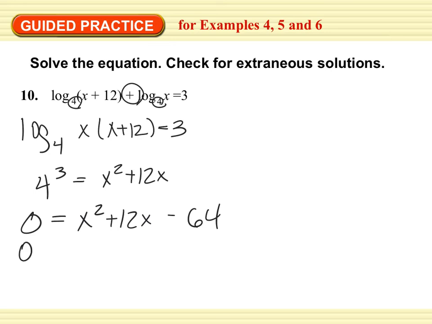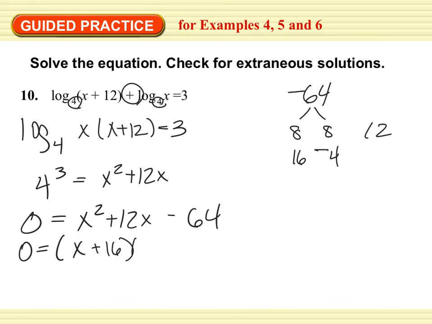Now I need to factor it. 0 equals x, negative 64, multiplies to negative 64, adds to 12. 8 times 8, no. Let's see, 64 divided by 12, nope. 64 divided by 4, 16 and 4. So if I make that a negative, that would give me negative 64 and positive 12. Cool. So x plus 16, x minus 4. So x equals negative 16, x equals positive 4.